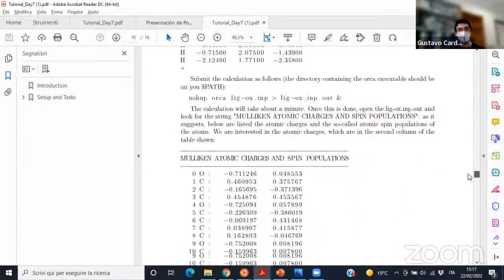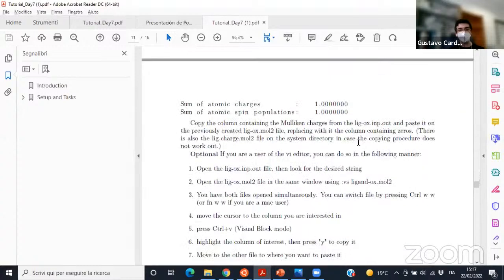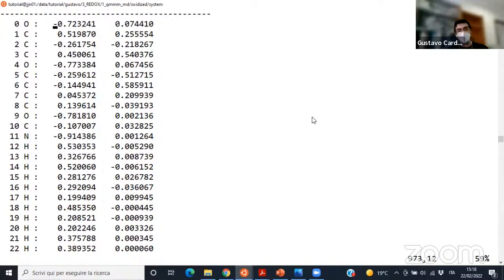Okay, so this is the same thing. Here are the atomic charges. They're in this file. Okay, so of course, if you are in the VI editor, here are the steps. You can highlight and select columns in VI by using this Control-V command in the other file. But yeah, this is what we did. So you have the lig minus charges.dat file there.